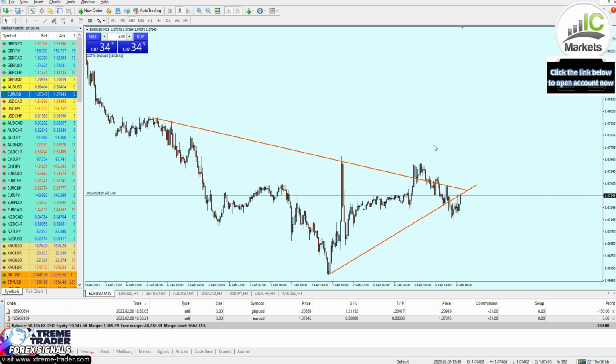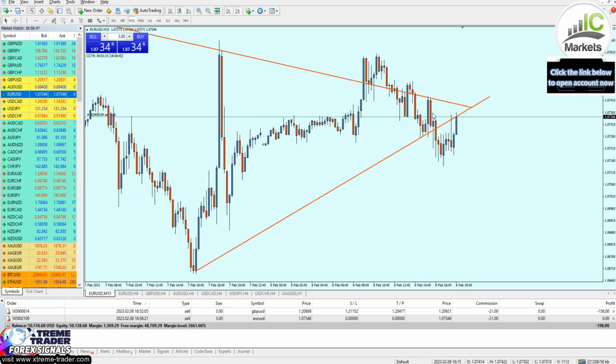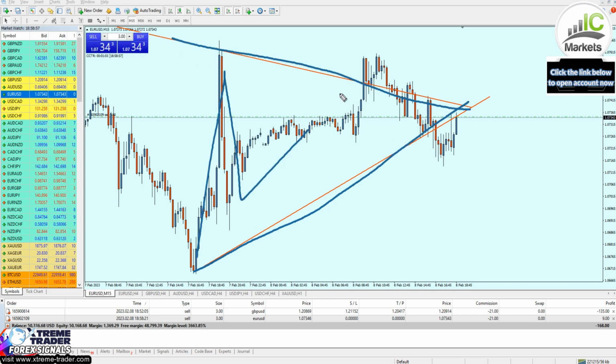Now, what is rule number 2 in this strategy? Rule number 2 is, for placing the sell order right here, for example, we cannot just simply place the sell order just because we saw the triangle and the market was ranging inside of it and just made the bearish breakout and is retesting the level.